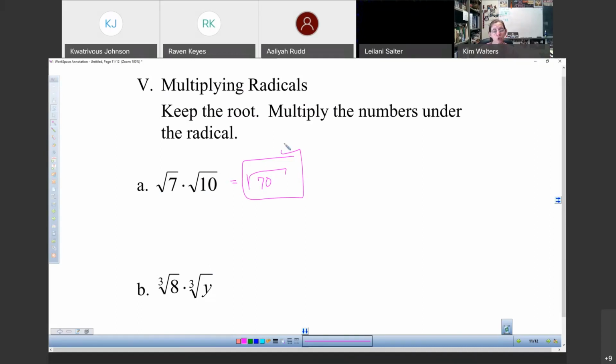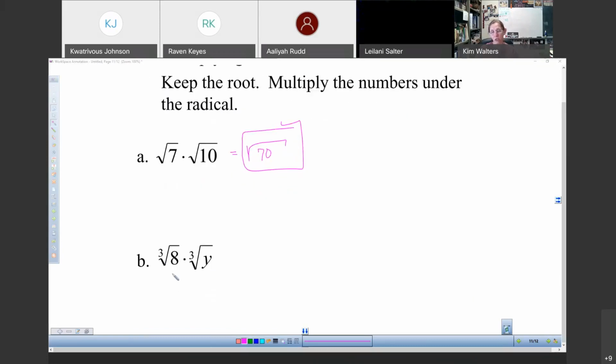Now for this next one, we have to be careful with this because I know what the cubed root of 8 is. 8 is actually a perfect cube. Does anybody know what the cubed root of 8 is? What can I raise to the 3rd power and get 8?